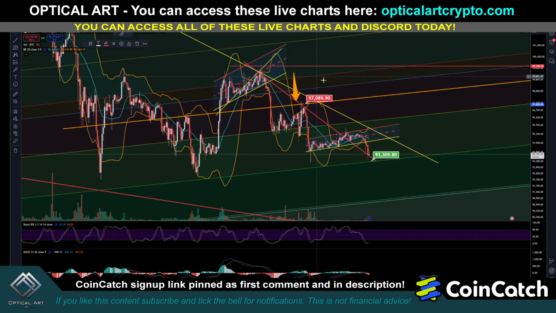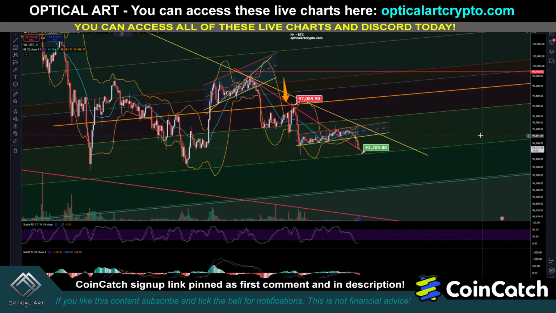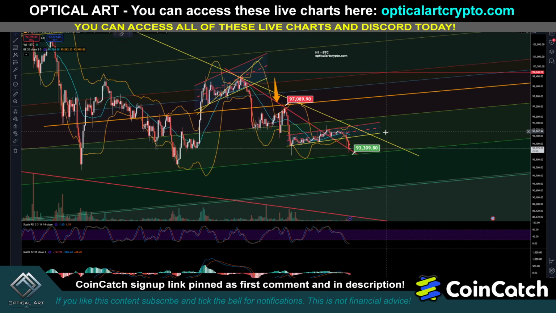So really quick, let's cover your hourly support and resistance levels. This is the H1 chart. So your current support right now, again, this back when I told you long around 92K, that was this line. Notice we stayed above this line. We're testing it now, critical support. So I'd be long above 93,325.